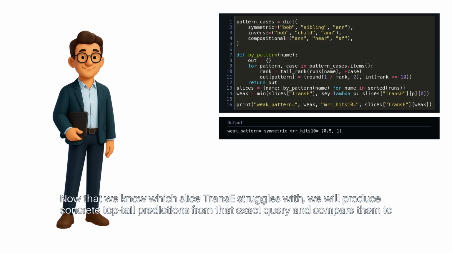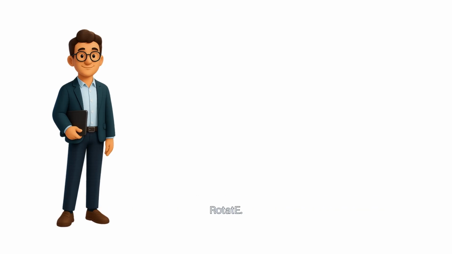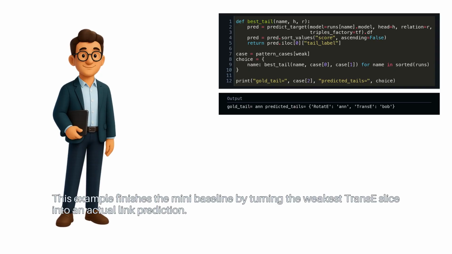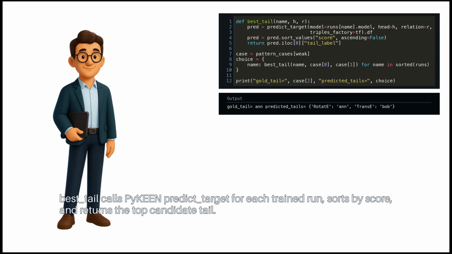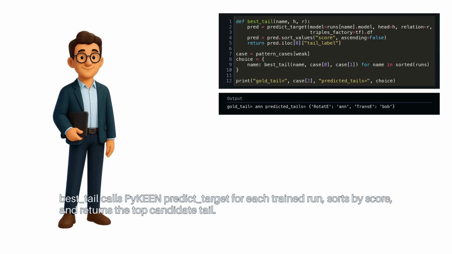Now that we know which slice TransE struggles with, we will produce concrete top-tail predictions from that exact query and compare them to RotatE. This example finishes the mini baseline by turning the weakest TransE slice into an actual link prediction. best_tail calls PyKEEN predict_target for each trained run, sorts by score, and returns the top candidate tail.